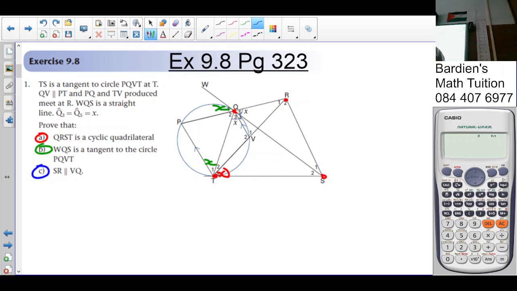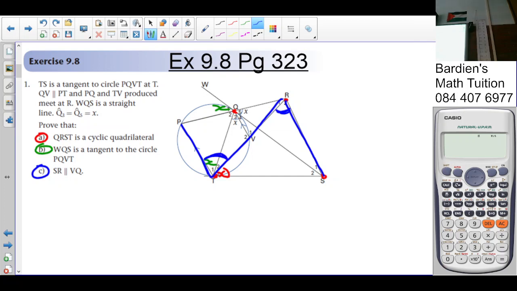Right. SR is parallel to VQ. People, if we can prove that SR is parallel to PT, I've done the job. The examiner always puts you in a predicament other than where you're supposed to be. So if we can prove that that line is parallel to that line, I've done the job. So if I can prove that R2 is equal to that angle, I've done the job.